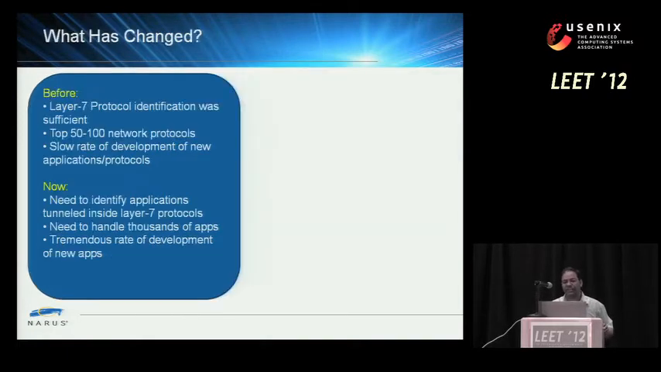So let us see what has changed in recent years that affects the network operators. A few years ago, network operators could concentrate on the top 50 or 100 layer 7 protocols, and identifying those protocols meant that they could cover most of the traffic. But in recent years, we see that a lot of applications are tunneled inside layer 7 protocols or applications. With the increase in popularity of web platforms like Facebook, there are more and more applications which are running over other applications.